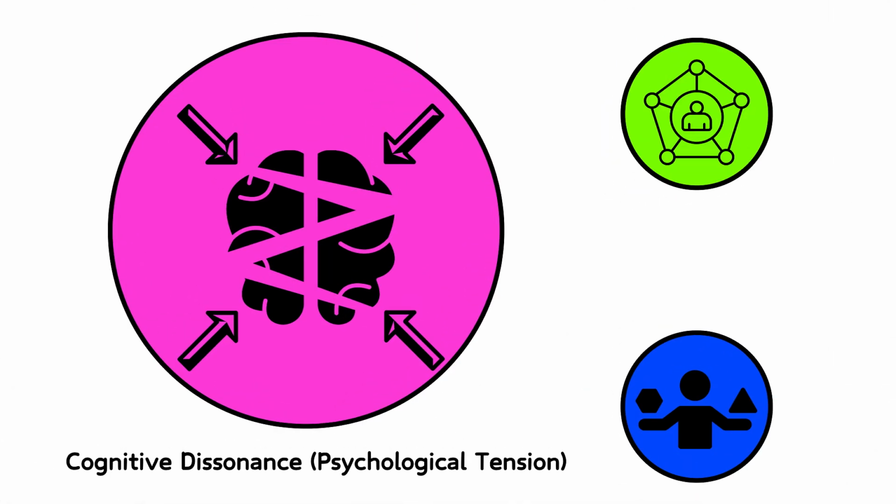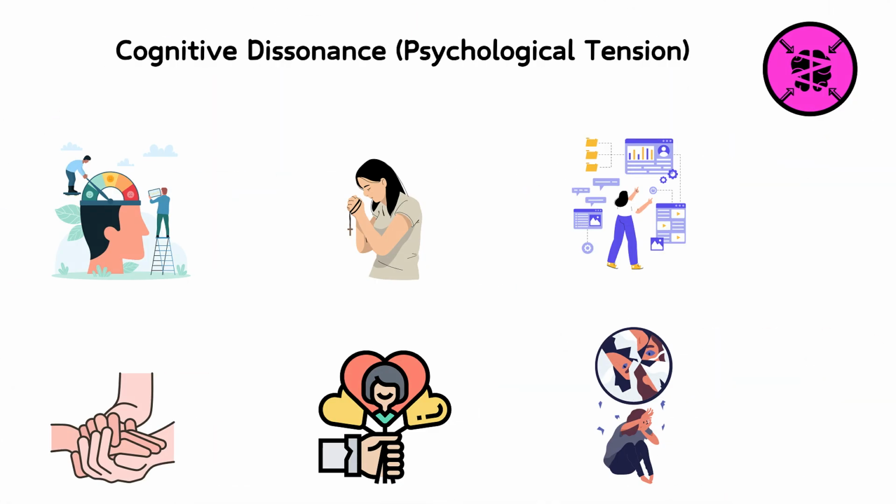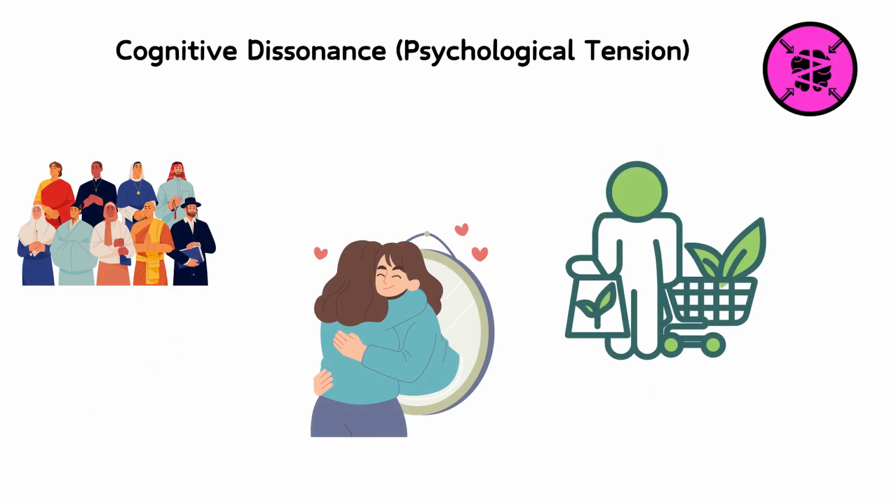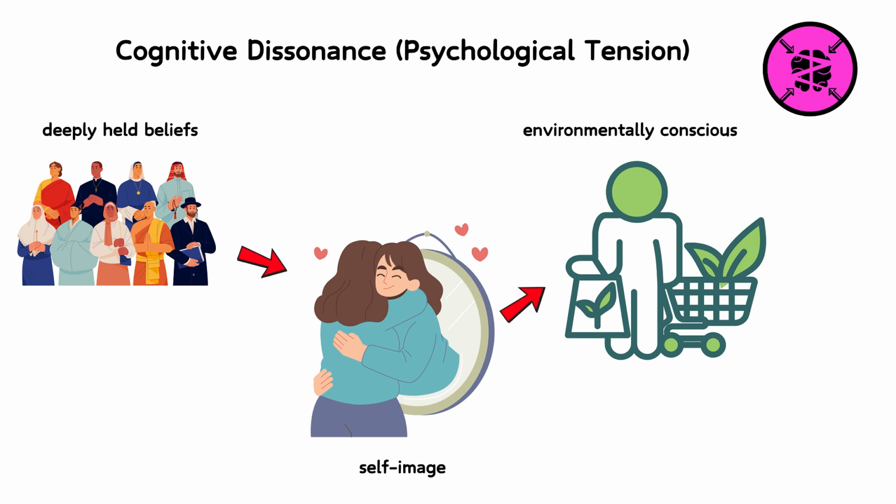Cognitive dissonance, psychological tension. This technique creates or exploits psychological tension between existing beliefs and new information, forcing people to resolve the discomfort by changing their attitudes or behaviors. It works by presenting information that challenges core beliefs while offering a way to resolve the resulting mental conflict. The technique is particularly effective when it targets deeply held beliefs or self-image. For example, someone who considers themselves environmentally conscious might be shown how their actions contradict this belief, then offered a product or behavior change as a solution to this contradiction.